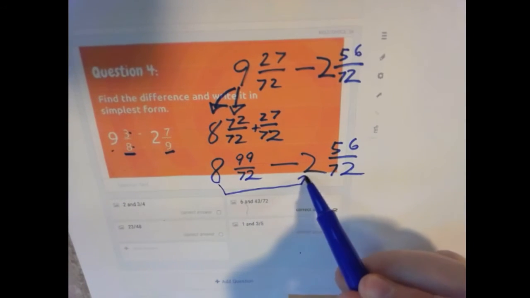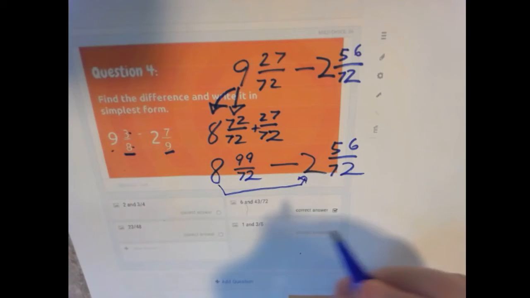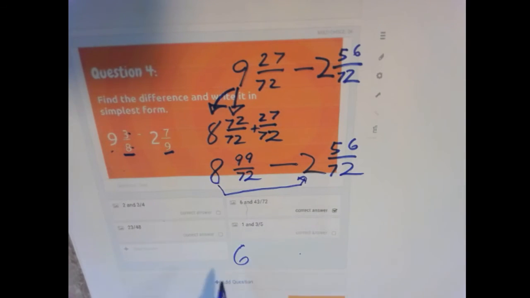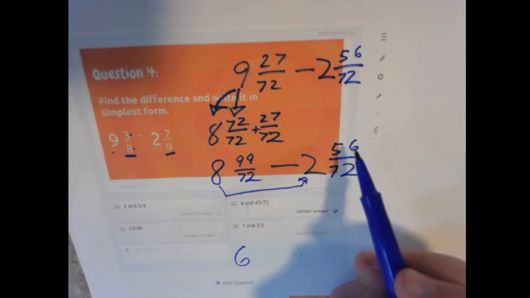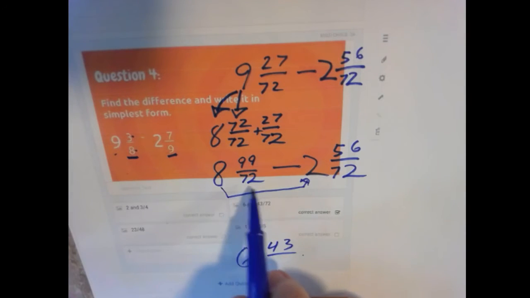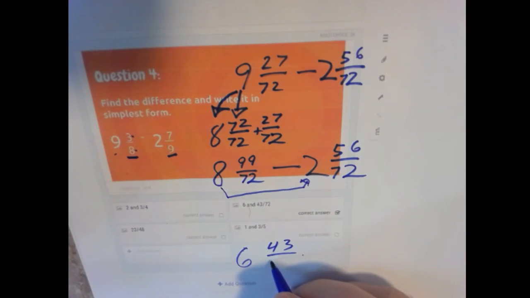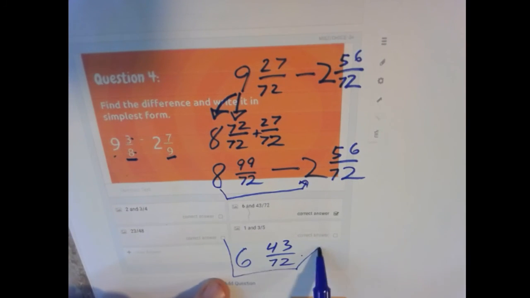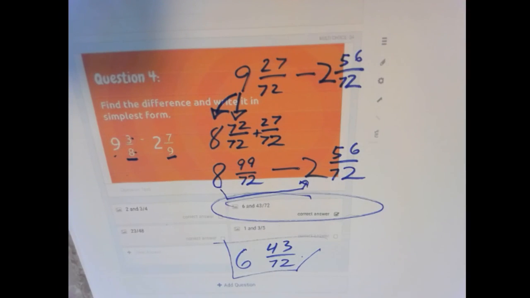Let's do the whole numbers first. Okay, so 8 minus 2 would be 6. Okay, so 6 full pizzas left, and we probably have a few slices left. What is 99 minus 56? Would be 43 over, the denominator again doesn't change. Okay, so 6 and 43 of a possible 72 slices remain. Okay, so there we are. Great job.